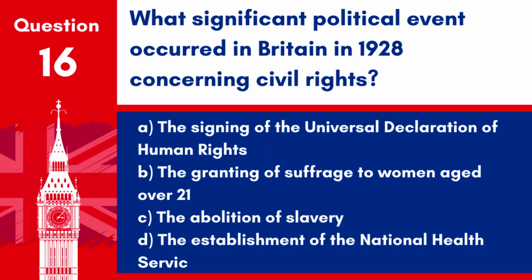Question 16. What significant political event occurred in Britain in 1928 concerning civil rights? A. The signing of the Universal Declaration of Human Rights. B. The granting of suffrage to women aged over 21. C. The abolition of slavery. D. The establishment of the National Health Service.